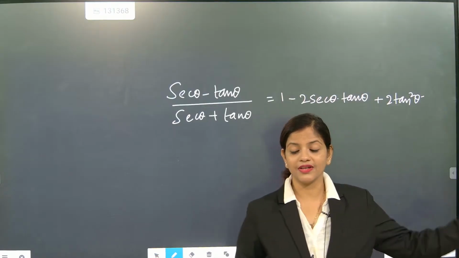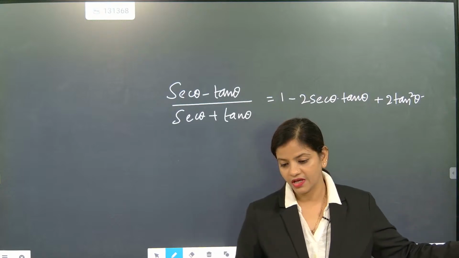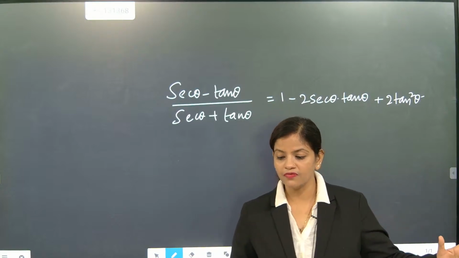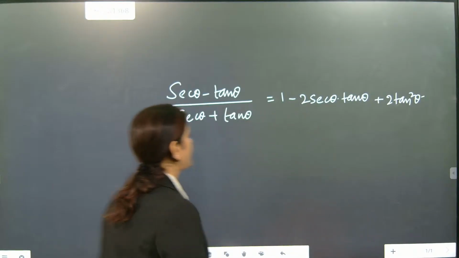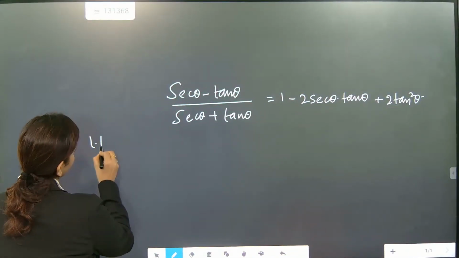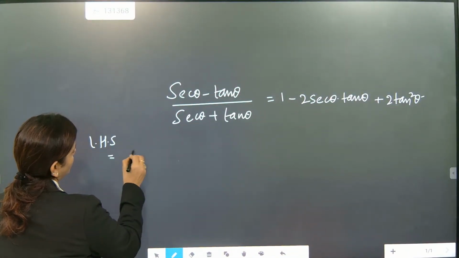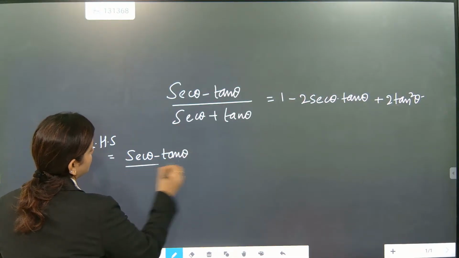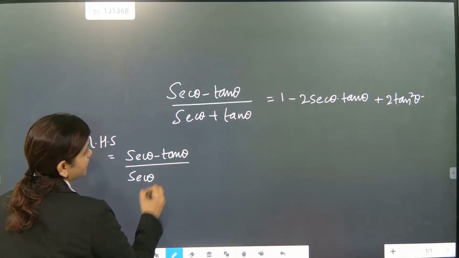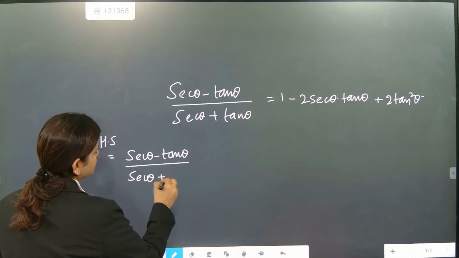It looks like the RHS made it very, very lengthy. But you know what? Once you solve it, you will not find it difficult. Can I solve it? Now look here. LHS means, you see, count the number of steps I am taking. Secant theta minus tan theta by secant theta plus tan theta.